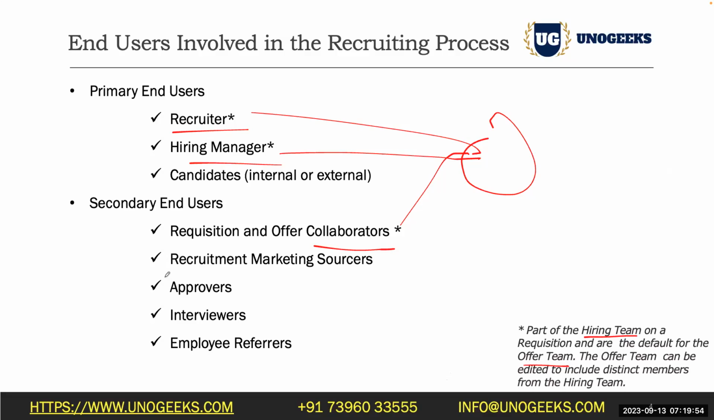I also mentioned these are the different secondary end users. We have something called marketing sources. If you remember, in our first day session, we saw the recruiting life cycle, and as part of it we saw this particular sources role. What exactly do they do? Once the requisition is posted on the career site, they will start creating marketing campaigns and sourcing the candidates. That is their primary role and responsibility.